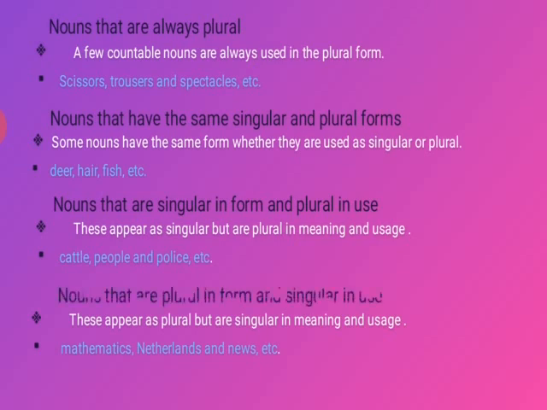Then there are nouns that are plural in form and singular in use. They appear as plural. If you see the examples, mathematics having S at the end, Netherlands having S at the end, news having S at the end. So it means they appear as plural but are singular in their meaning and usage.